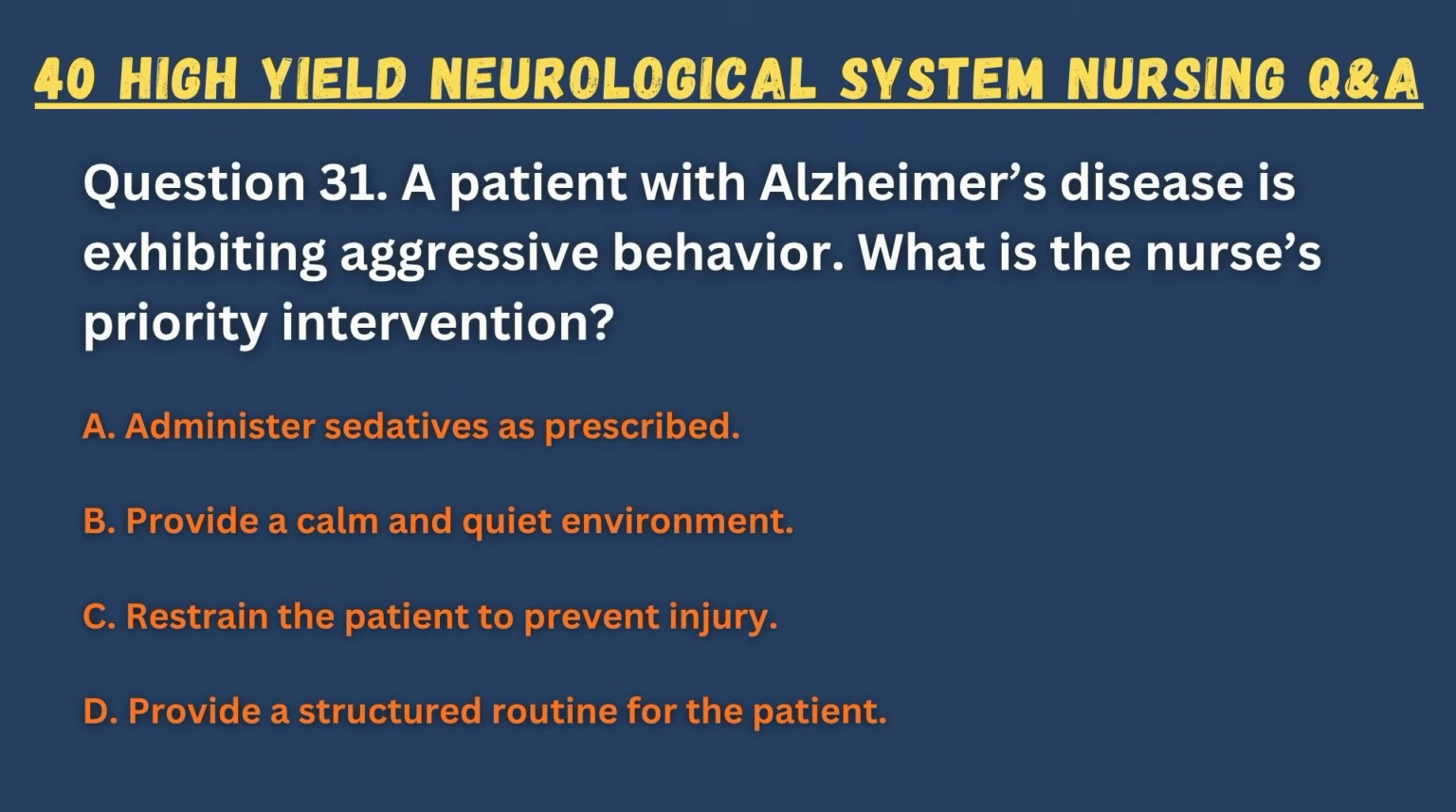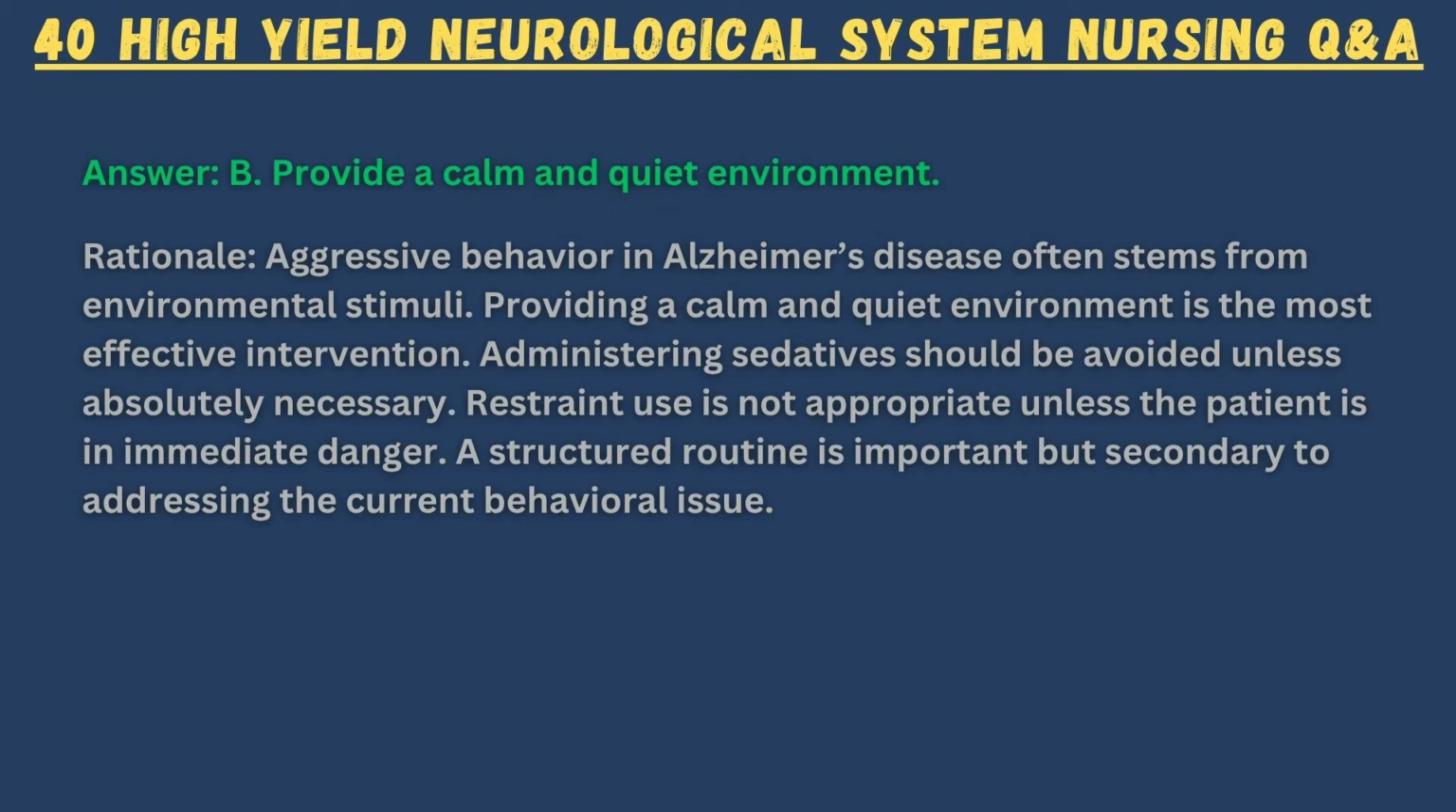Question 31. A patient with Alzheimer's disease is exhibiting aggressive behavior. What is the nurse's priority intervention? A. Administer sedatives as prescribed. B. Provide a calm and quiet environment. C. Restrain the patient to prevent injury. D. Provide a structured routine for the patient. Answer: B. Provide a calm and quiet environment.